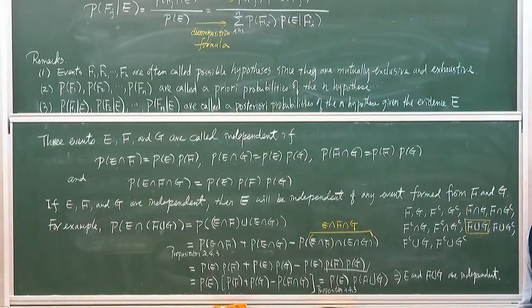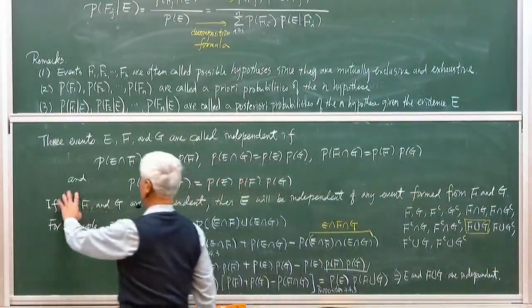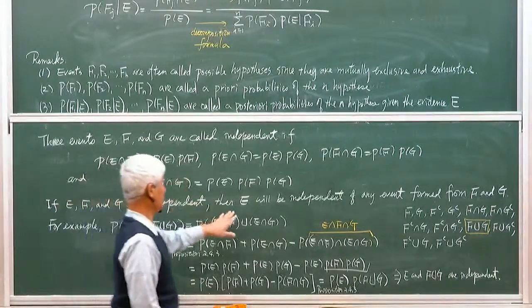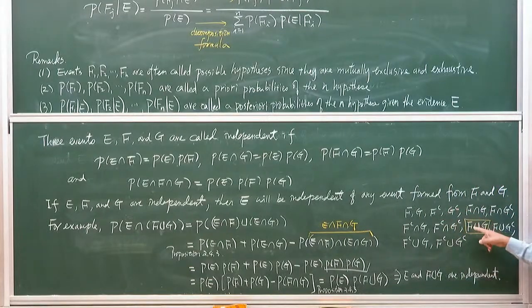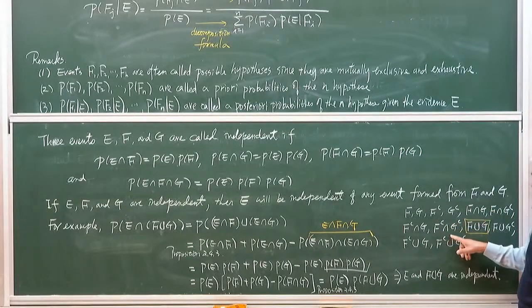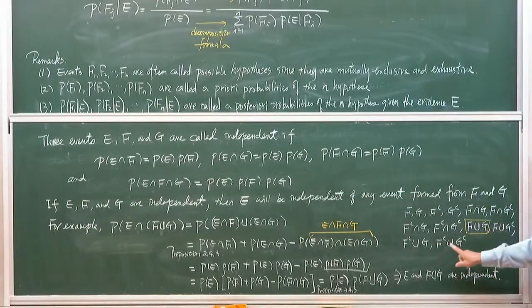So this is a simple demonstration to show that when E, F, G, these three events are independent, then E will be independent of any event formed from F and G. We just take this one. As an exercise, you can take, for example, maybe this intersection or this union, and show that E is independent of this event.